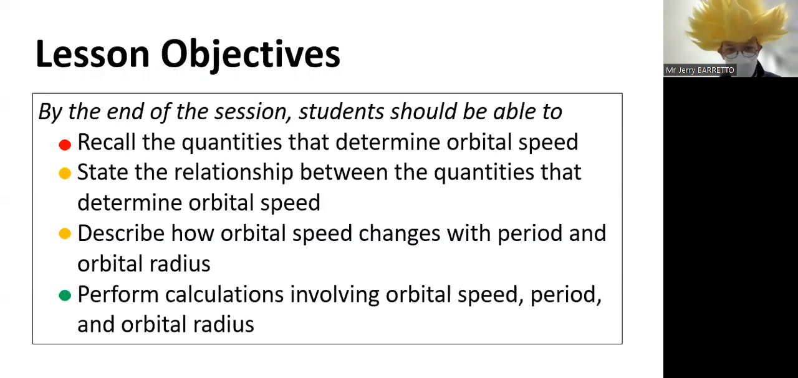It is I, one of your science teachers, and in this video, we're going to be looking into what's known as orbital speed. Okay, orbital speed describes essentially how fast planets orbit the sun, or really how fast an object would orbit a heavenly body. Here are the objectives for this session.